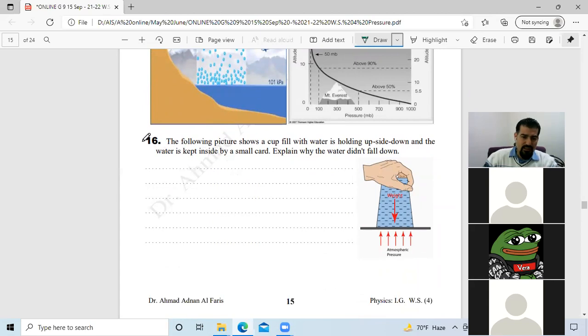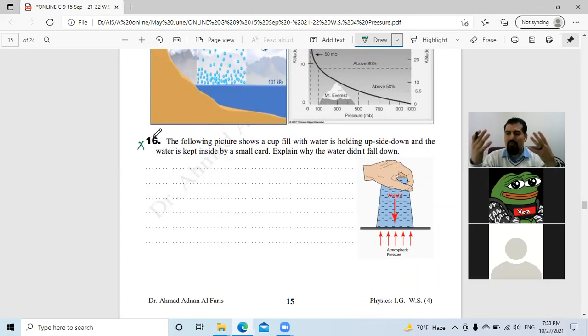Question number 16 is not in the syllabus, but I use it to understand how big this atmospheric pressure is. Now, if I bring a cup of water and fill it completely, and I bring a big business card, or any small light card, and I hold it like this so I cover all the liquid inside, there are no air bubbles, and I flip it upside down like this and remove my hand.